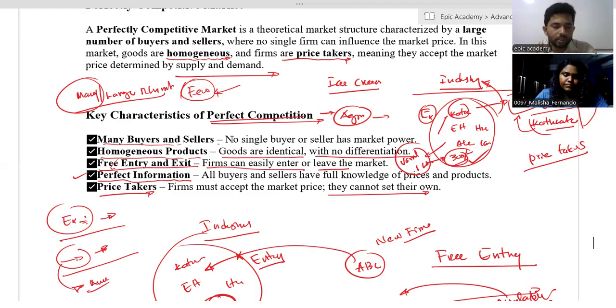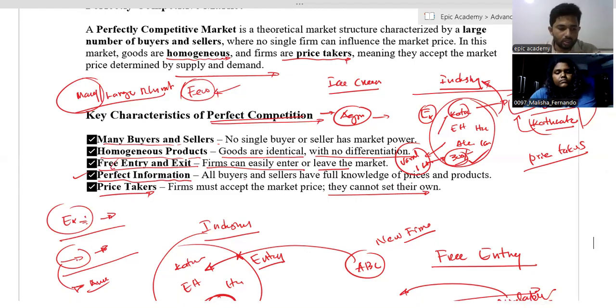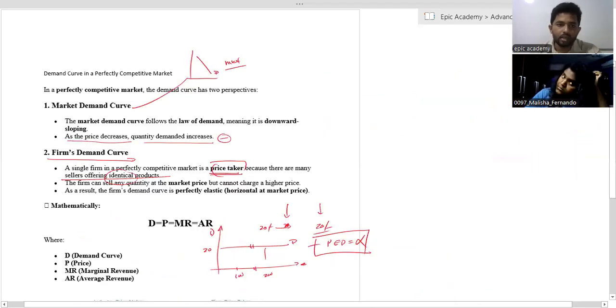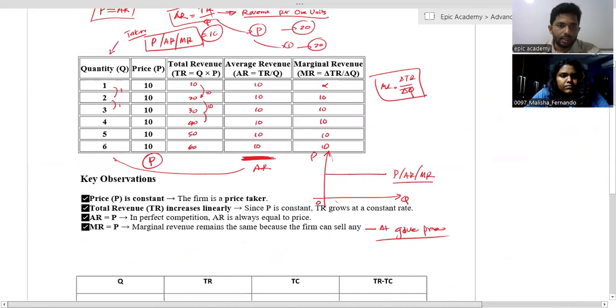And again, perfect information is there. You get full knowledge related to production, prices, and each and every activity. And again, this firm acts as a price taker. When you act as a price taker in your industry, you have to accept the price decided by the market. That is why at that point, the price of the commodity, the average revenue, and the marginal revenue take similar values.